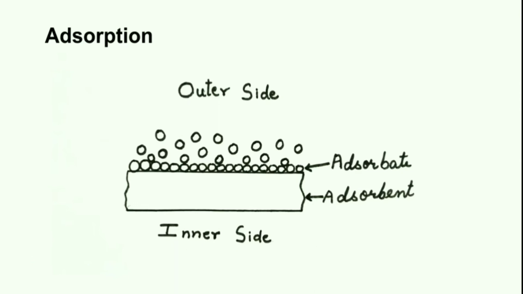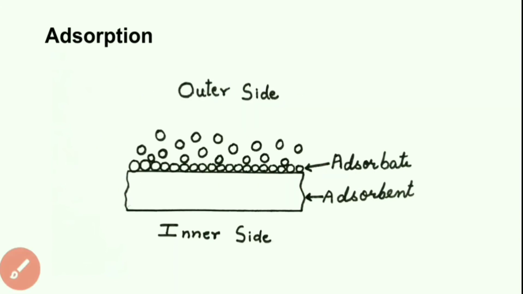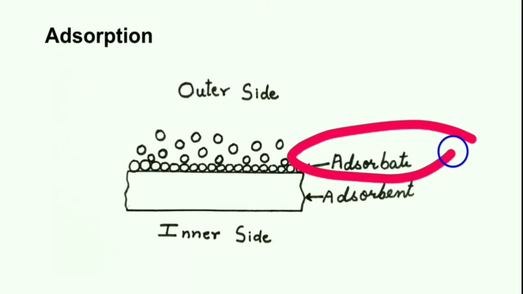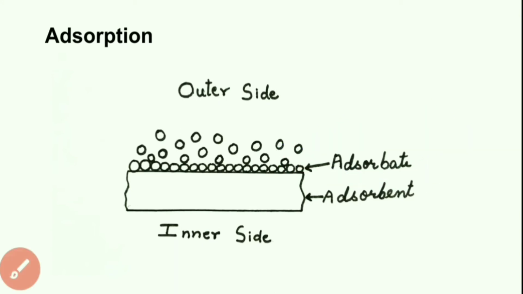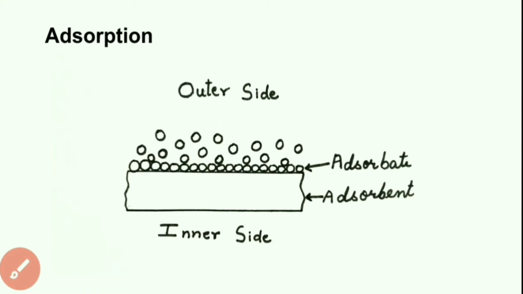Now the molecules which are depositing over a particular surface, here these ones, they are known as adsorbate. While the other substance over which these molecules are depositing, this one, is known as adsorbent.